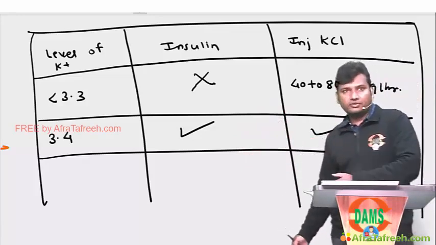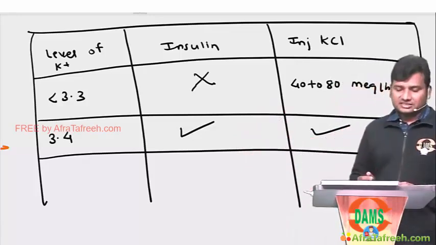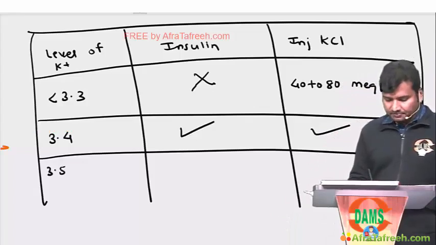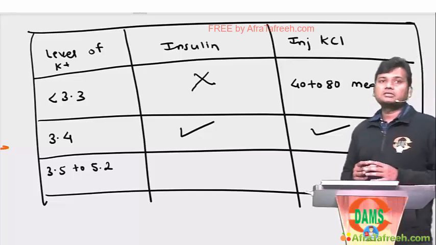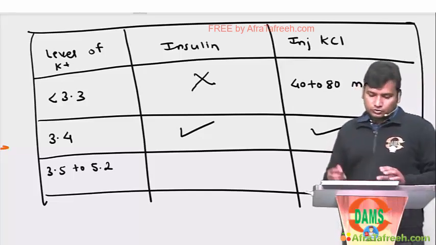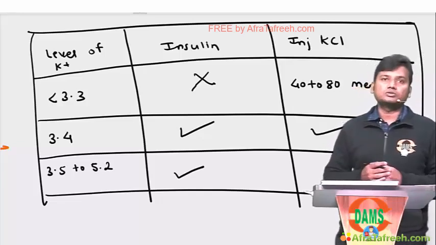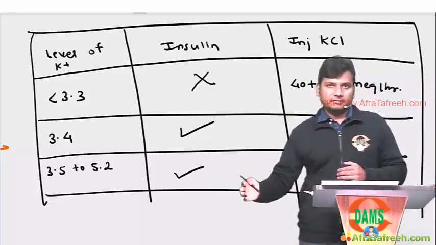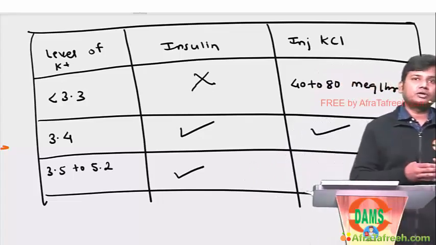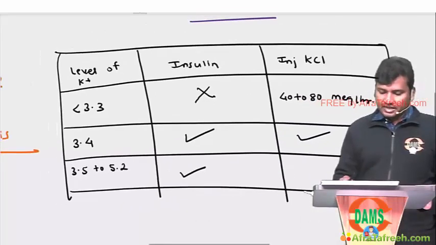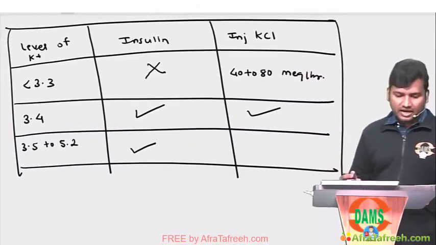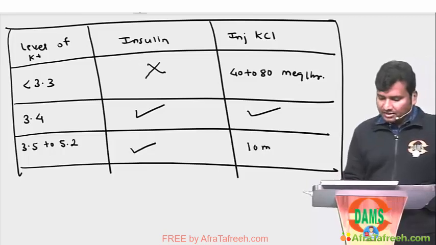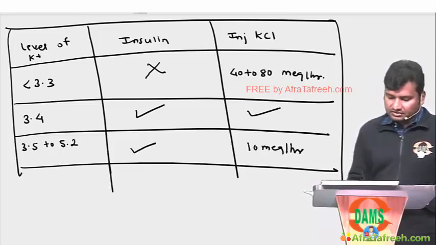Again after 4 hours, we will repeat the potassium level. And this time the potassium level is between 3.5 to 5.2 milliequivalent per liter. Now it is the normal level of potassium. So for diabetic ketoacidosis, we can continue insulin till sugar becomes less than 200 milligram per dl. And here we can decrease the dose of injection of potassium chloride to 10 milliequivalent per hour.